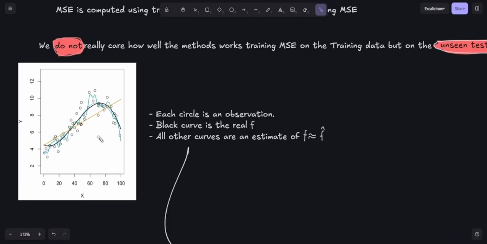Let's look at this graph. Each circle is an observation, and the black curve is the real f. Even though we don't know what f actually is, this is just an assumption because the real f is unknown and invisible. These other curves: the yellow one is like a linear regression, and this one is highly flexible because it's trying to fit every observation.